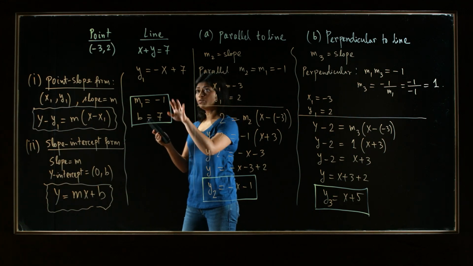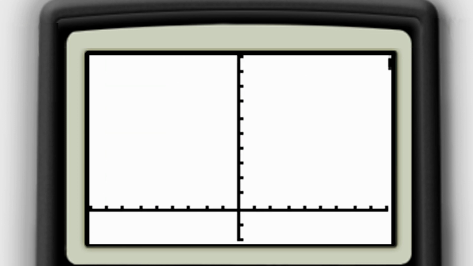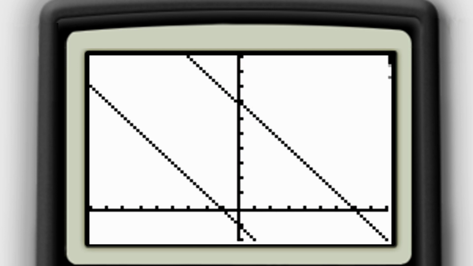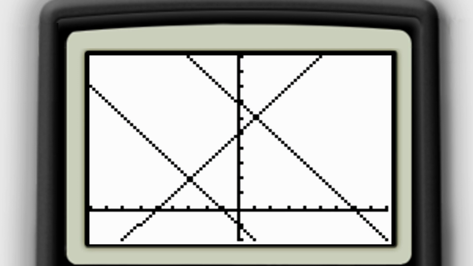Let's go to y1 equals and plug in y1 is negative x plus 7. And then for y2, plug in negative x, negative 1. Let's check those two first and then graph it. And look, the two lines are parallel to each other. Now go back to y equals again, keep y1 and y2, and for y3, write down x plus 5. And then graph all three functions. And look, the third line is perpendicular to both line 1 and line 2.